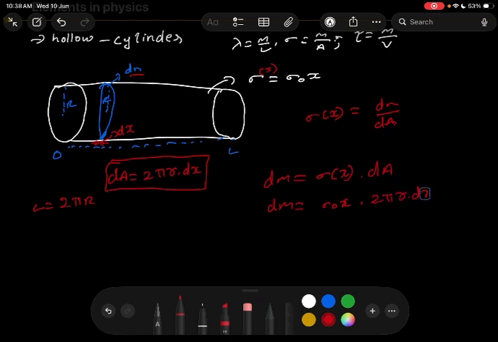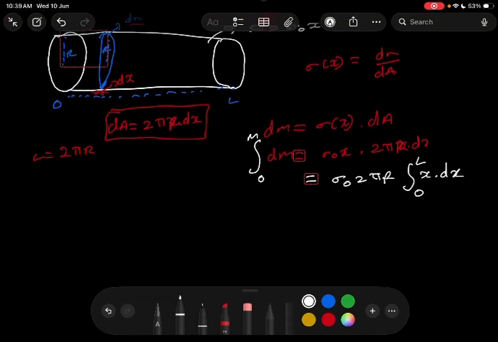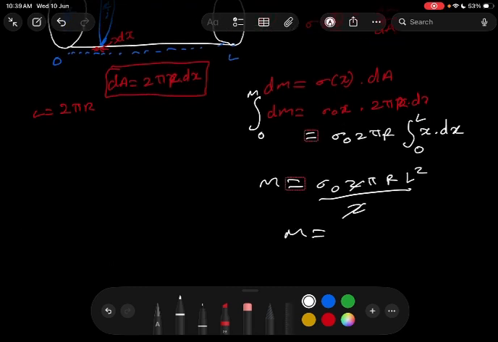Did I keep the radius as r? My bad. This is r. So just integrate it, it is fine. The total mass m equals sigma naught 2 pi r, some constants, r is also a constant, I just took it out, from 0 to length L, x into dx. The integration is easy. So mass equals sigma naught 2 pi r L square by 2. So that mass is basically sigma naught pi r L square.